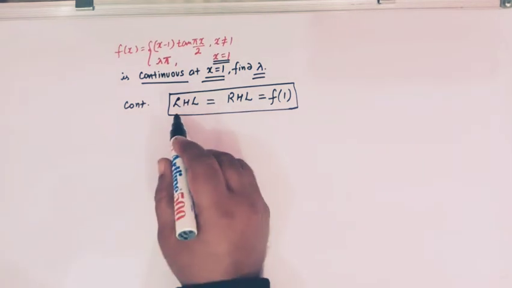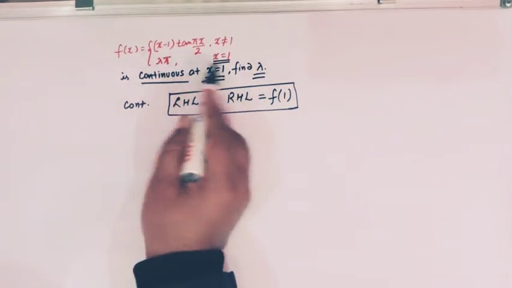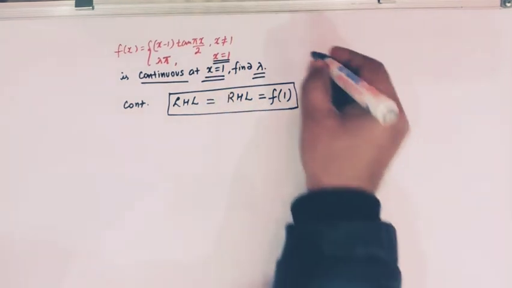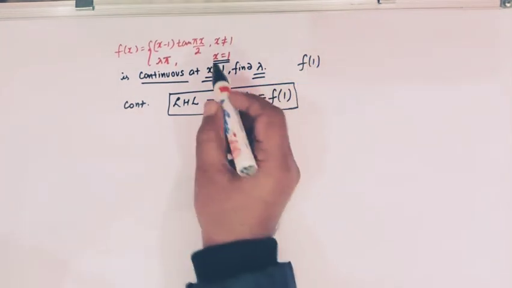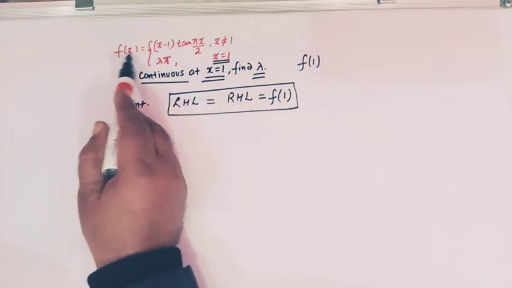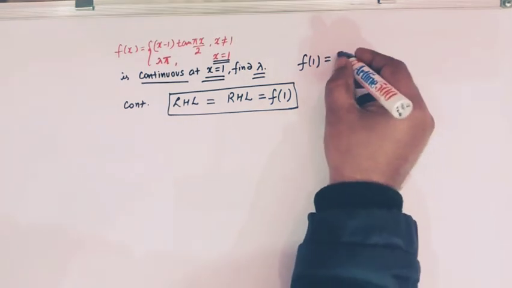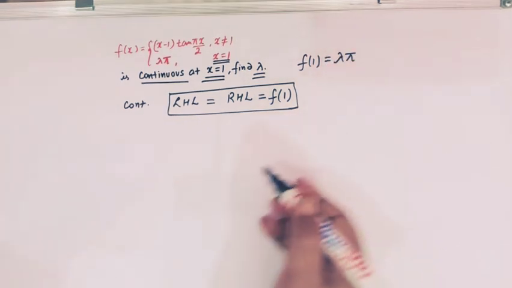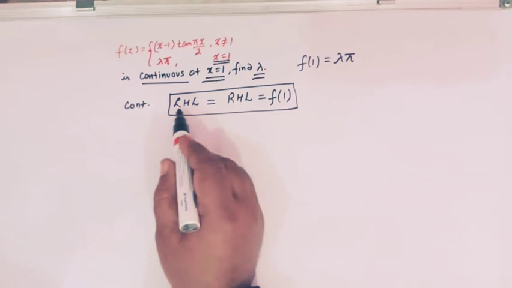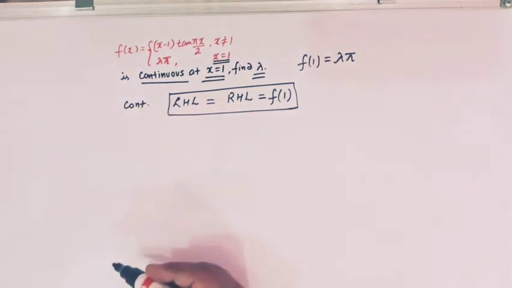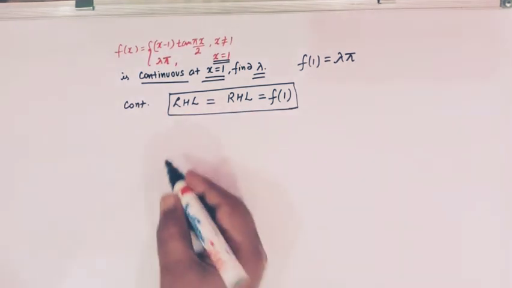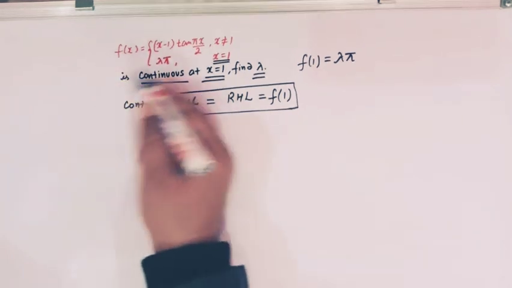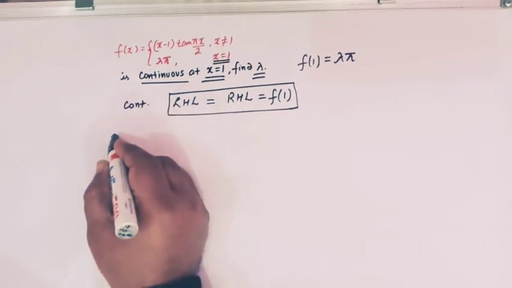Now here we know that the value of f(1), when x is equal to 1, is given as λ times π, and we need to find the left hand limit and the right hand limit. Okay, so now let us first calculate the left hand limit.